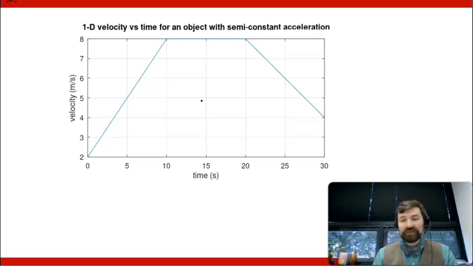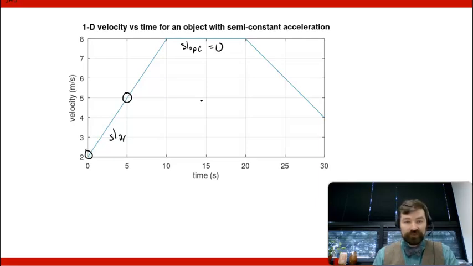Now, can we get the acceleration versus time graph out of this velocity versus time graph? Well, the answer is yes. We just need to pick 2 points on this velocity versus time graph, and then get the slope, and then pick 2 more points, and then 2 more points. Up here, obviously, the slope is 0. So slope equals 0 here.